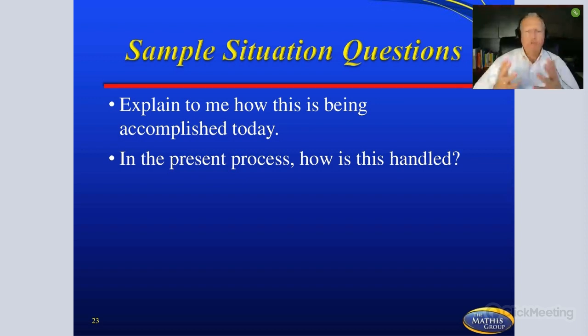Then a sample situation question: Explain to me how this is being accomplished today. In the present process, how's this handled? What you're doing is letting them describe to you what steps they're going through right now. And of course, if that's not what they want, then you don't want to follow those steps. You don't want to get into a situation where you're automating a bad process.